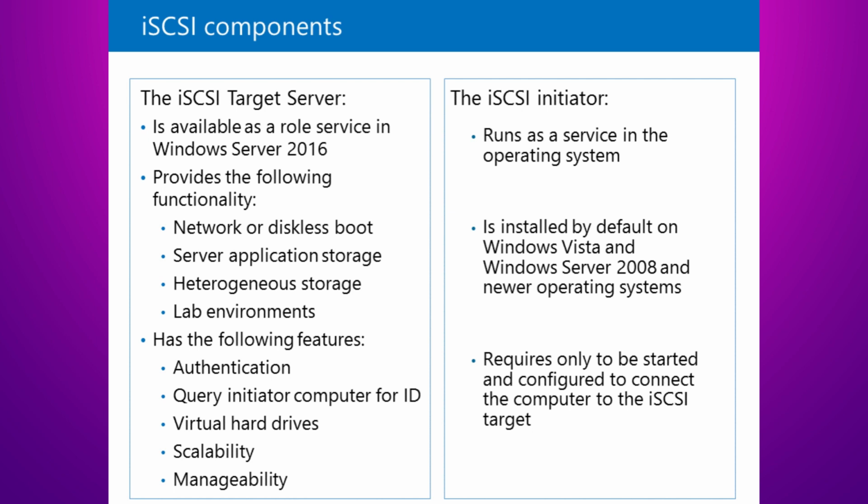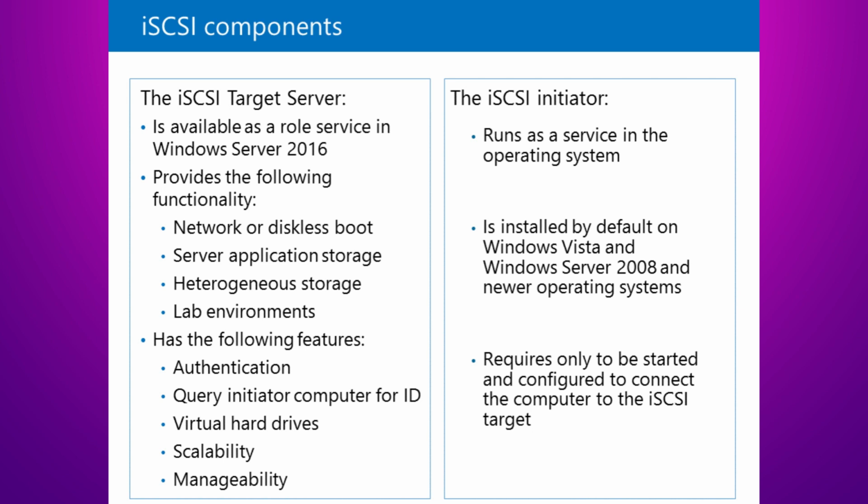The iSCSI Target Server that Windows Server includes provides the following functionality: Network or diskless boot. You can deploy diskless servers rapidly by using boot-capable network adapters or a software loader, and you can save as much as 90% of the storage space that you use for operating system images by using differencing virtual hard disks. This is ideal for large deployments of identical operating system images, such as on virtual machines that are running Hyper-V or in high-performance computing (HPC) clusters.